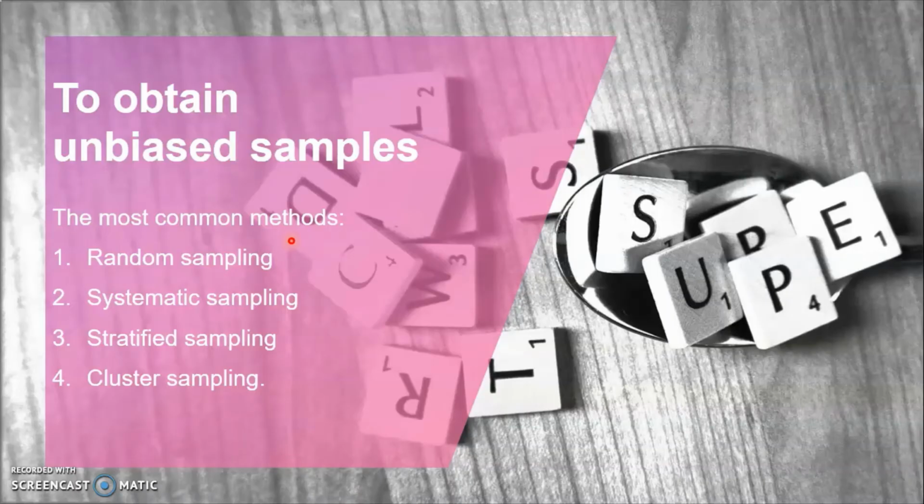The most common methods that the researcher will use to obtain unbiased samples are random sampling, systematic sampling, stratified sampling, and cluster sampling.